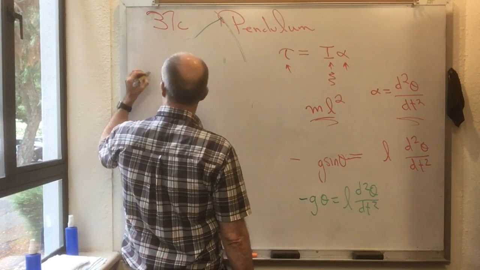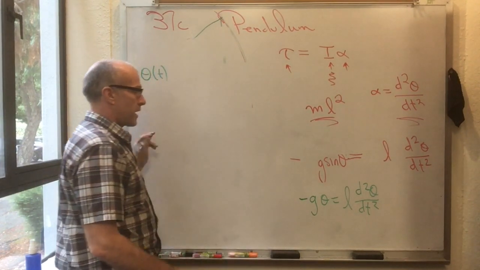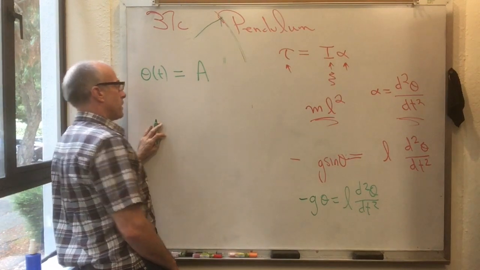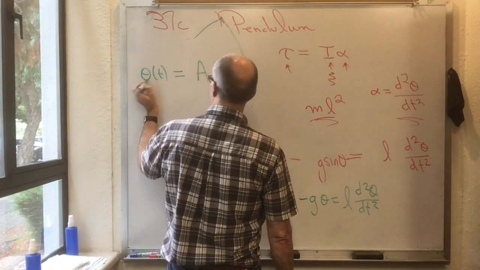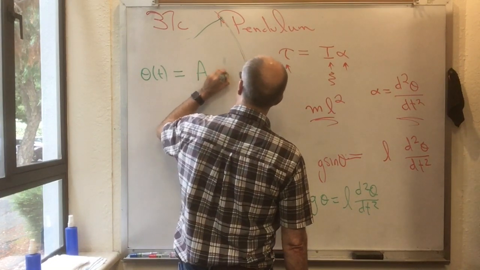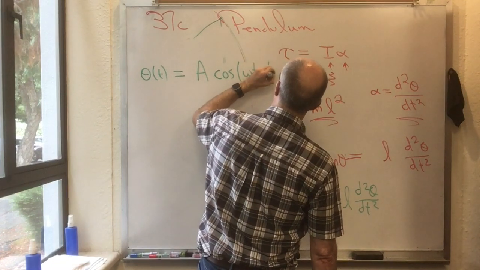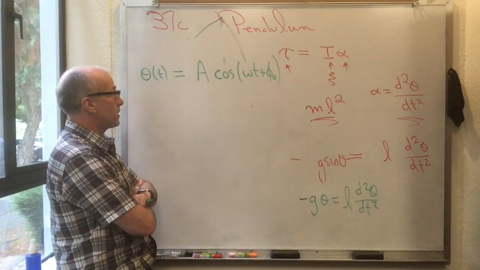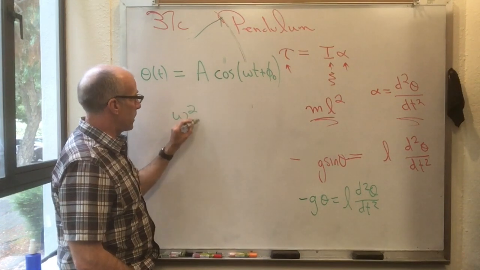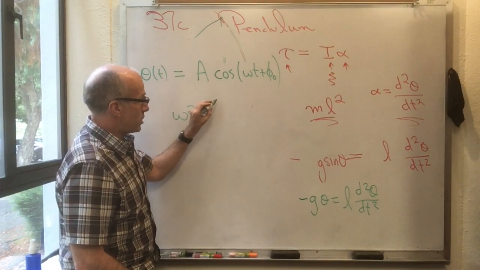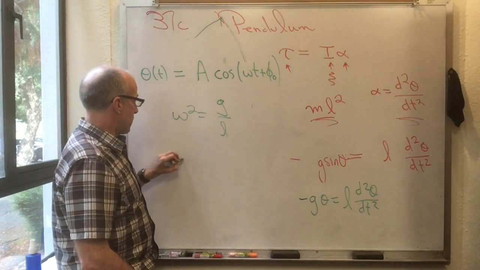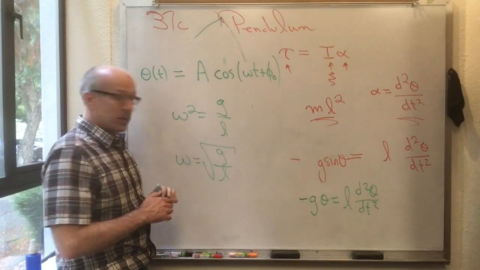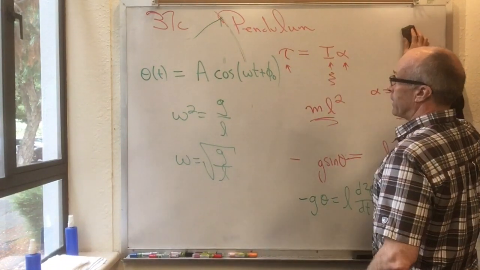The solution is that theta, as a function of time, where theta is now the angle of the pendulum, is equal to some amplitude, that's how wildly the pendulum is swinging, better be small, otherwise our small theta approximation is not going to look too good, times cosine of omega t plus phi naught. That is the most general solution of that equation. And what has to be true of omega? Omega squared had better equal g over L. Or to put it slightly differently, omega had better be equal to root g over L. So that's the solution of the pendulum problem, which you get to work on in lab today.